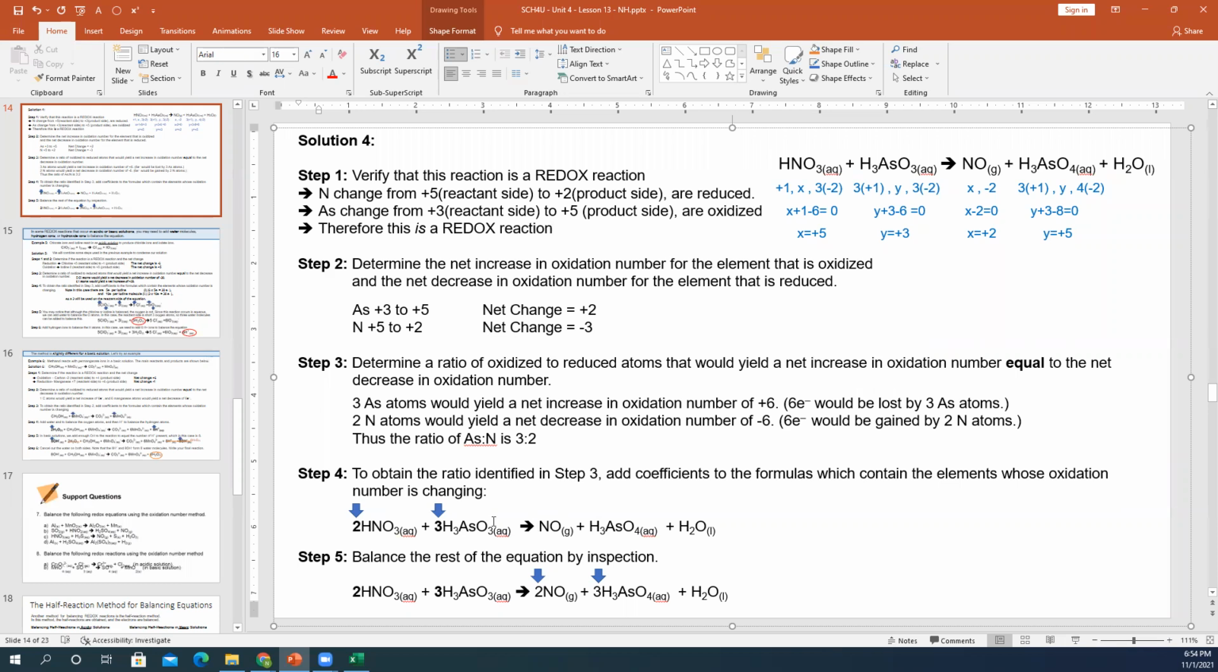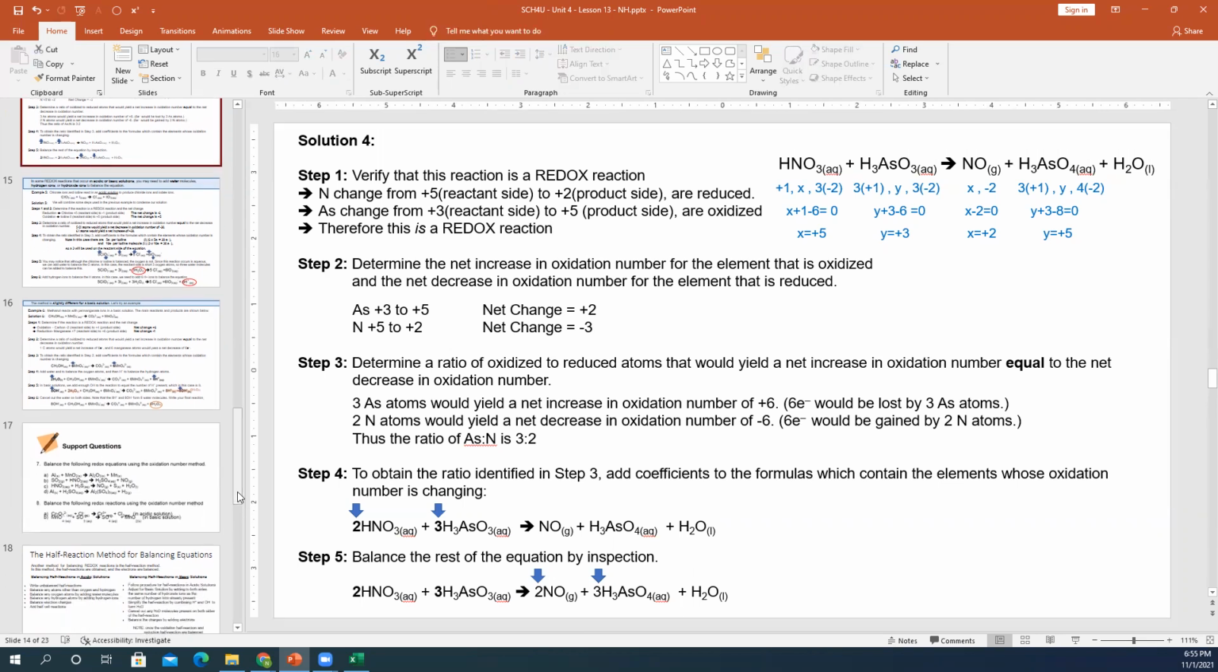And then once we have those in place, the rest of it we can go ahead and balance by inspection. So we just look and we count up all of our elements and make sure we have as many on this side as on this side. Okay, and then we notice that if we put a 2 here and a 3 here, then it all balances out. So the rest you can just do by inspection.